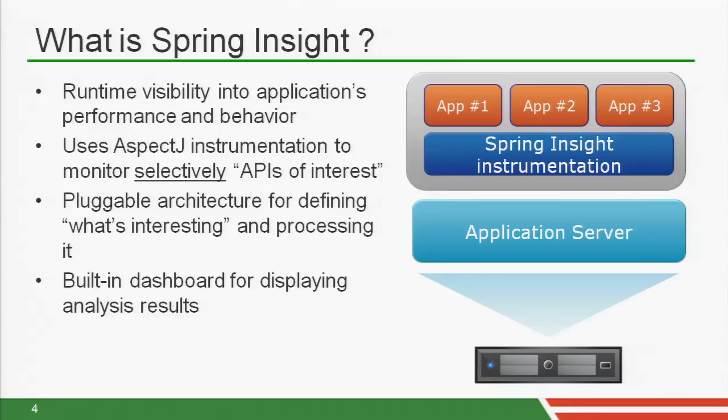Now, the way that Spring Insight does that is it adds something like a layer between the application server and the actual applications that are running, and this layer does what is known as instrumentation. We're using aspects with the AspectJ open source project that define these APIs of interest. We intercept them, we do some measurements, how long did it take, and we extract interesting information from these APIs.